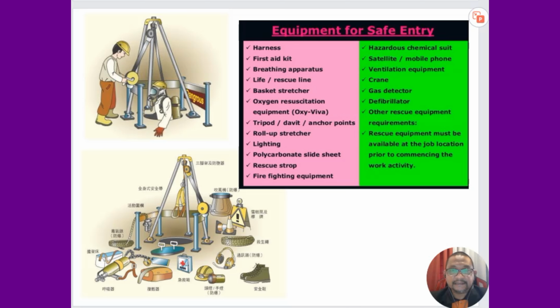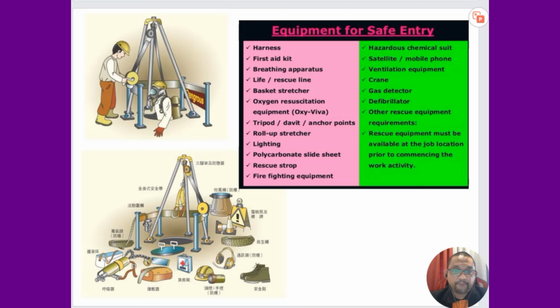Fall protection gear, full body harnesses, lanyards, and lifelines for working in spaces with fall risk. Okay, that is number one for equipment.